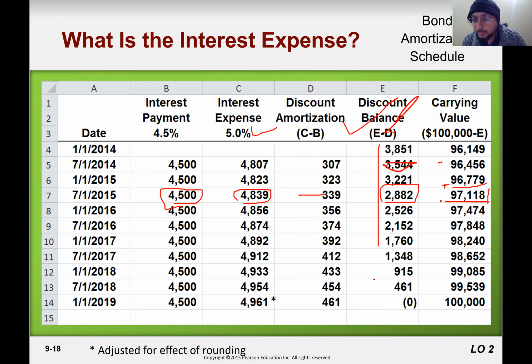until this discount becomes 0. So remember, the last value is basically a rounding effect, you can say that. At the end, on the last payment, the discount must be 0, right?